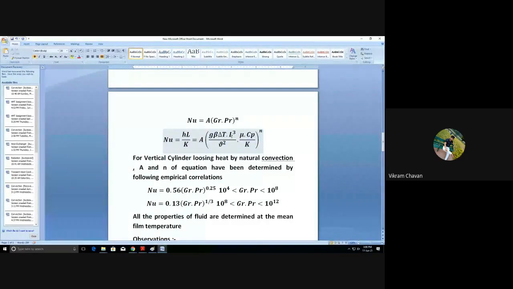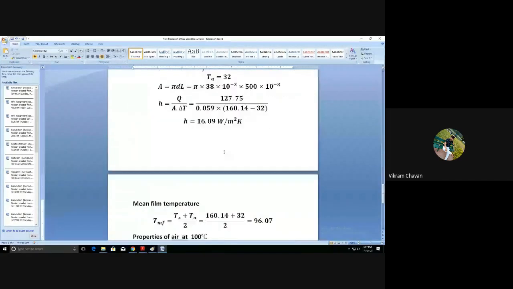Then L cube. L is the characteristic length for the vertical cylinder. Its length or its height will be considered as the characteristic length. So the length of the tube is provided to you, that is 500 mm. That will be taken as 500 into 10 raised to minus 3 meter, and cube of that. Then nu square, nu is the kinematic viscosity, and square of that. So we will calculate the Grashoff's number first of all.